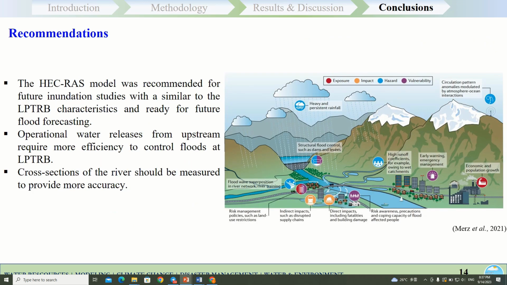For future studies, the HEC-RAS model is recommended for inundation studies, and the operation of flow from the upstream to control the flood at the downstream is recommended. More river cross-sections should be collected or measured.